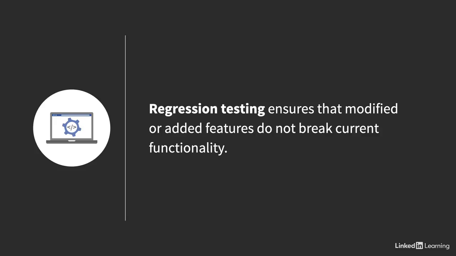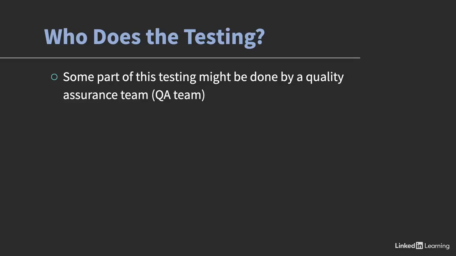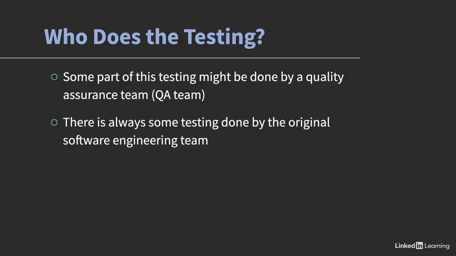Now, depending on your team, some of this testing might be done by a quality assurance team, or a QA team. Once testing is complete, they'd report back any issues to the appropriate development engineering team. However, there's always some testing done by the original software team. You are responsible for testing that the code you've written works as expected.